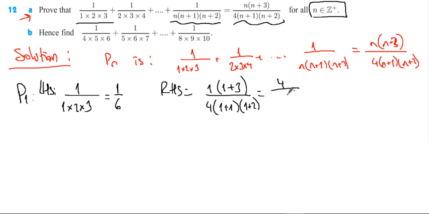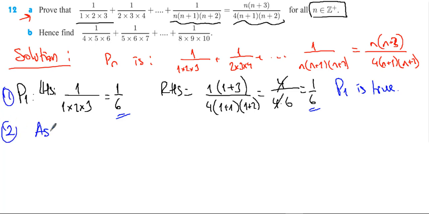So it will be 4 divided by 4 times 6. These two will cancel, so we have 1 by 6. So here, as you can see, the left hand side and right hand side are equal. So your first step, your basic step, is true.